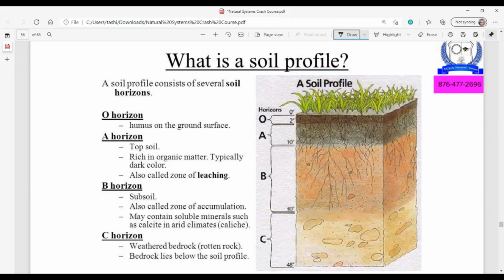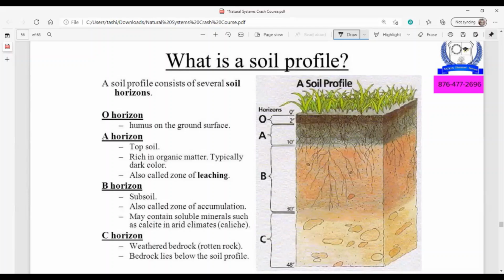So that is giving you an idea of what the soil profile would involve. We have the O horizon at the top, which is the humus, which is organic matter, which we just spoke about. Then we have our A horizon, which is right below that. This is our topsoil. So this is rich in organic matter as well. It is very dark, but it is also called the zone of leaching.